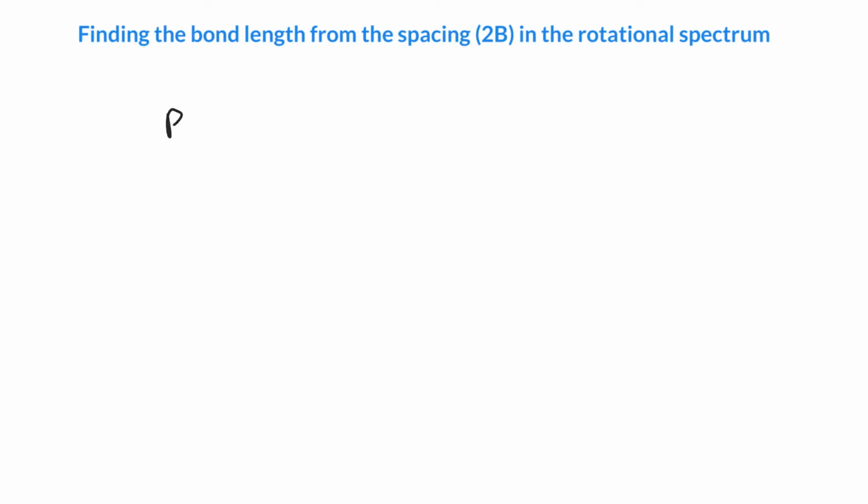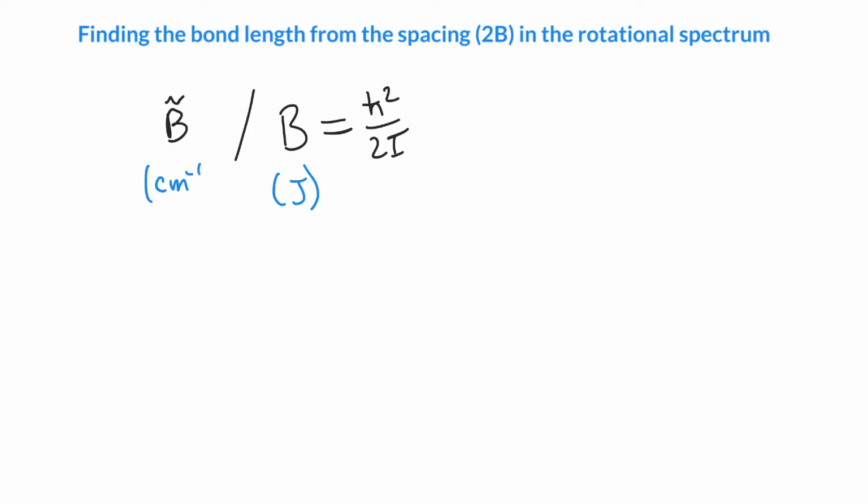Well, first off, we're working with the B in wave number units. So how do we convert that? The B which we're familiar with in energy units, we know B is ħ squared over 2I, and that has units of energy. So that'll have units of joules, whereas B with a little squiggly on top, the little tilde, has units of reciprocal length, right? So centimeters to the minus 1. So there's an easy way to remember how to do this.